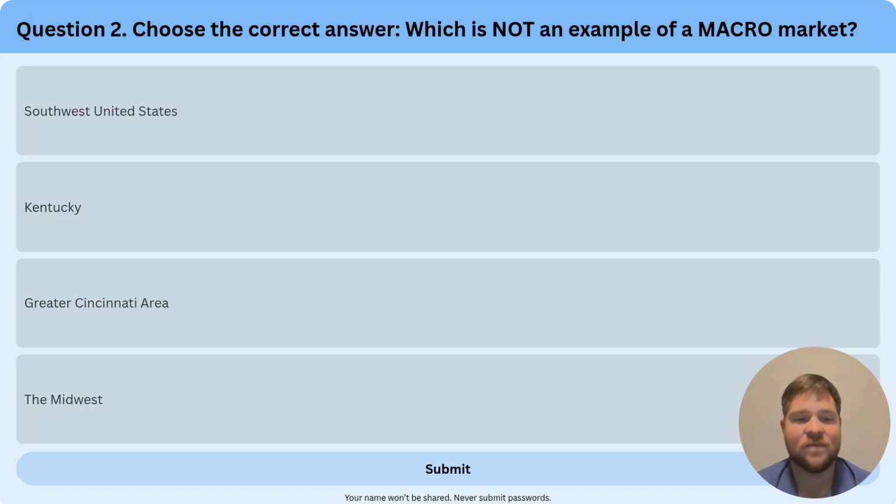You are correct again. It is the Greater Cincinnati area. It is not a macro market. Kentucky obviously is a macro market. Southwest United States is obviously a macro market, and the Midwest is obviously a macro market. So Greater Cincinnati area is micro. The largest of the micros, but it's still considered a micro.